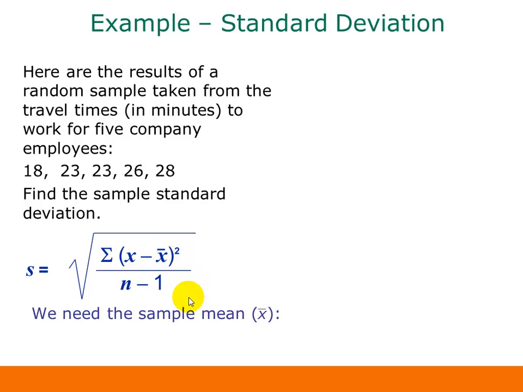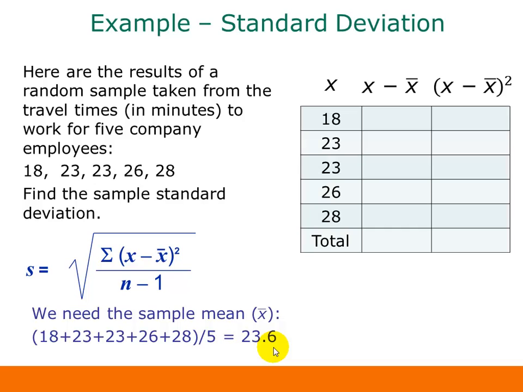So to find the sample mean, we take all of the data values and add them together, and then we divide by the number of data values we have, which is 5. If we do that, we get 23.6. Now the easiest way to calculate this by hand, if you have to, is to use a table. So we start out with our table and all of our data values.